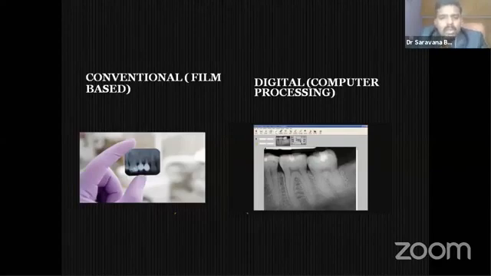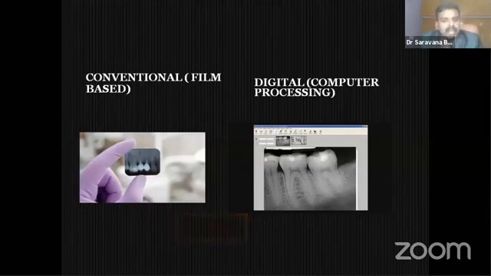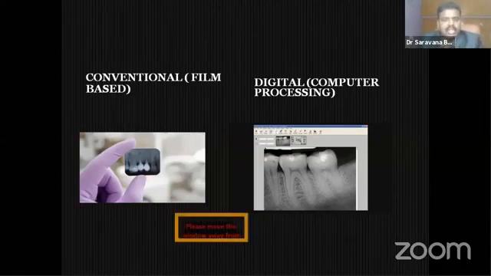First and foremost important one, it is a very, very minimal radiation dose when compared to the conventional film-based imaging. Okay. Very, very minimal radiation dose. It requires only less than 70% of the radiation when compared to the conventional film-based imaging method. And moreover, immediately we are able to get the images within a second. So there is a reduced processing time.